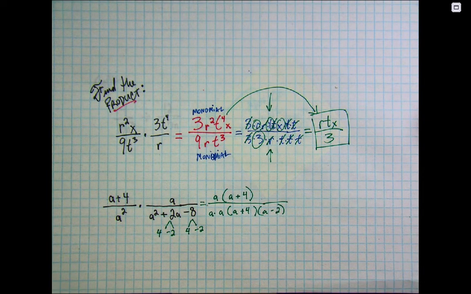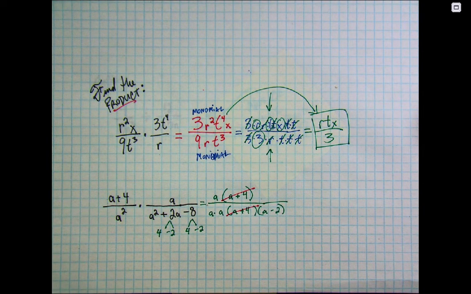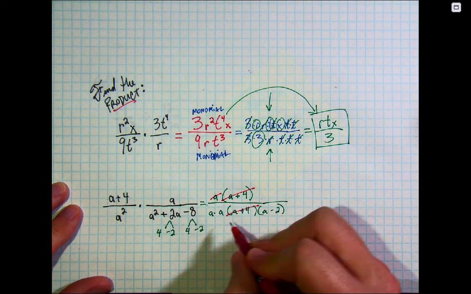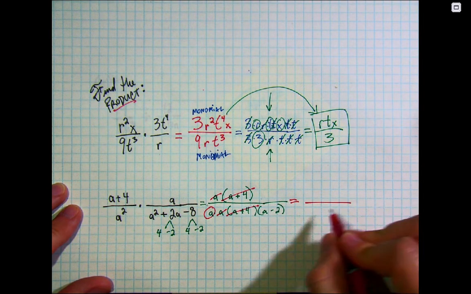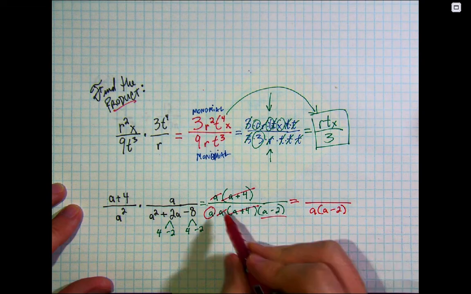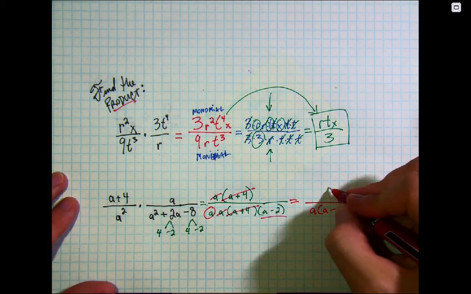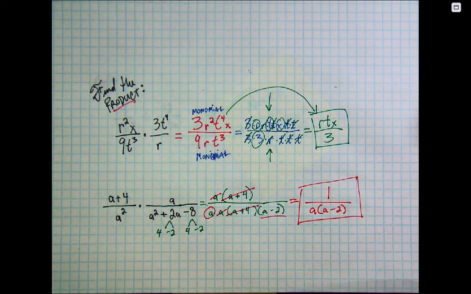And then we're going to be able to do our matching and our scratching. So a plus 4 matches with a plus 4. Yay, isn't it nice that that worked out that way? A matches with a. So on the bottom, I've got a times a minus 2. And what do I put on the top? Everything's gone. I just put a 1 there as a placeholder, and boom, I am done with this problem and good to go.